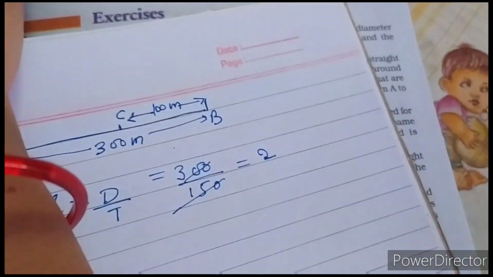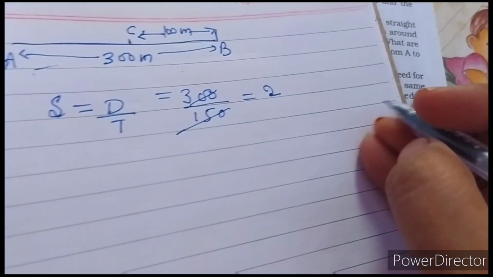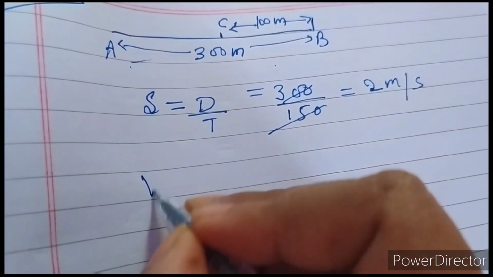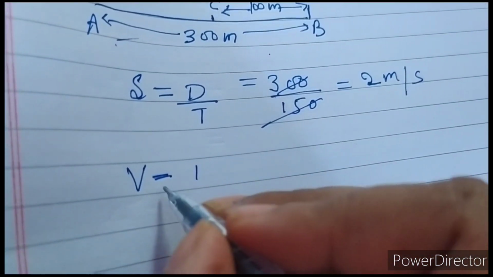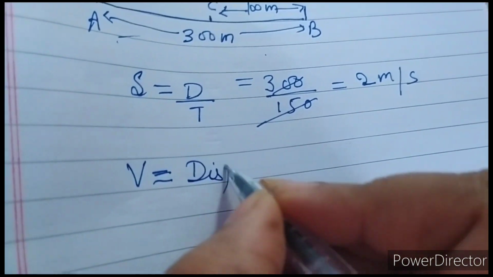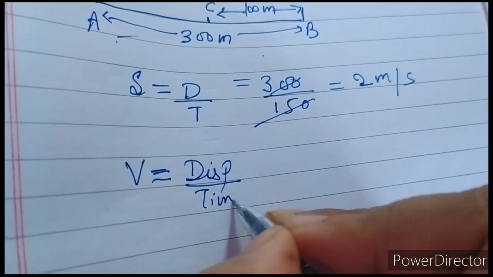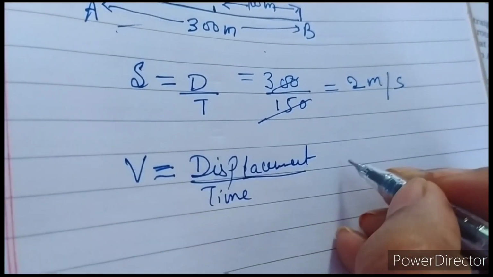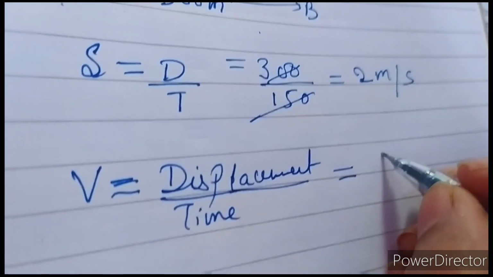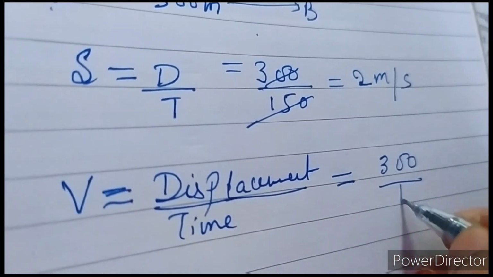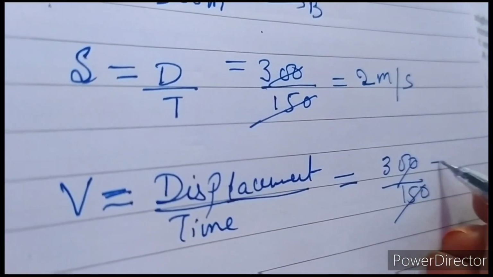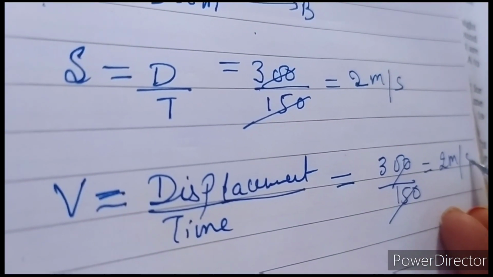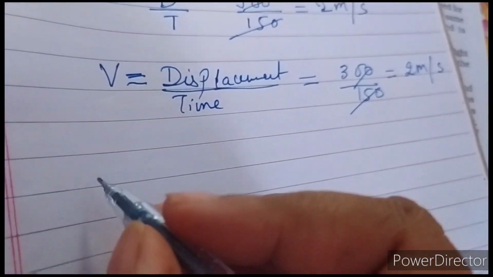So the speed will be equal to 2 meter per second. Now next we come to the velocity, that is equal to displacement upon time. Now here displacement is also equal to distance only, that is 300, time is also the same, that is 150. So again the answer will be the same, that is 2 meter per second. So here the speed and velocity are the same.